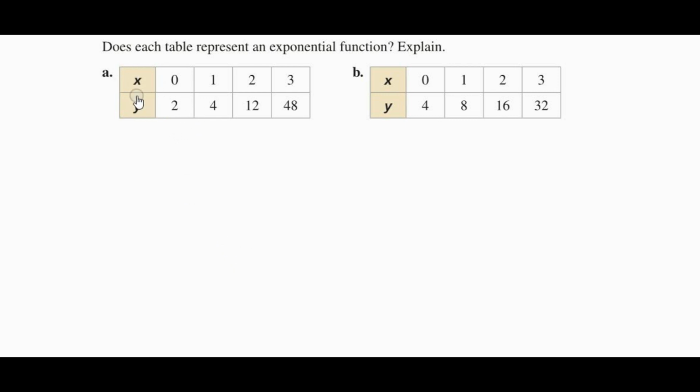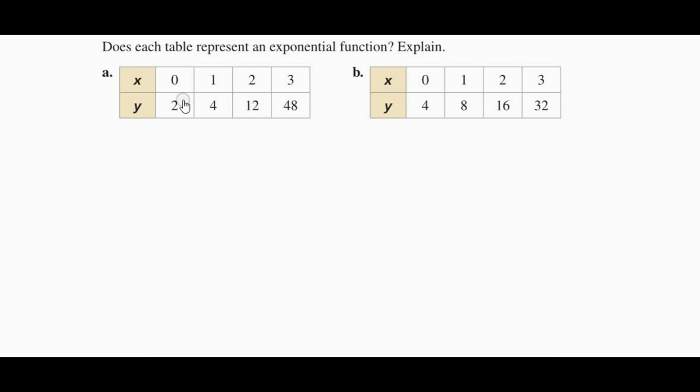And so if we take a look at our data set here from 0 to 1 to 2 to 3 on x, when we put in that x value, we move from 2 to 4 to 12 to 48. So is there a factor that this is being multiplied by that gets us to 4? Well, you might say, oh, well, 2 times 2 is 4. Okay. So if that's the case, then we multiply this 2 by 2, we get to 4. When we multiply 4 by that very same factor of 2, do we get to 12?